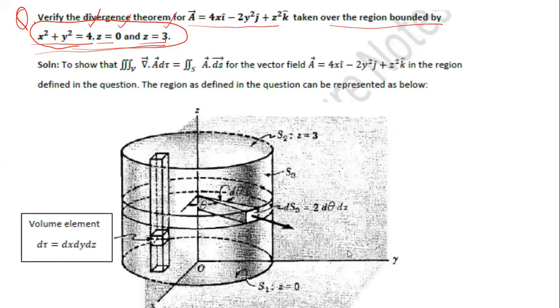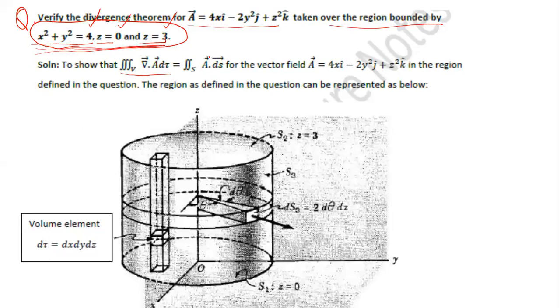So you can see that we have to verify the divergence theorem considering the volume bounded by these three surfaces. So the volume bounded by these three surfaces will be like this. Now, in order to verify the divergence theorem, we are going to perform the left hand side of the divergence theorem. We have to verify that the left hand side of the divergence theorem equals the right hand side in this particular problem.